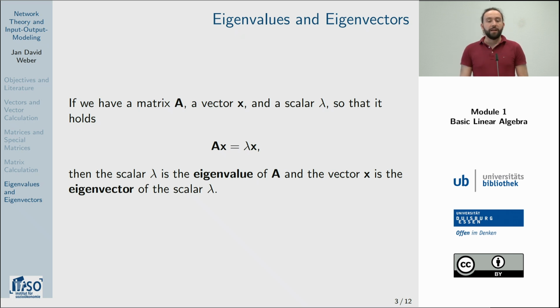So if we have a matrix A again, and we have a vector x and a scalar lambda, and it holds that the matrix A multiplied with the vector x is equal to the scalar lambda multiplied with vector x, then the scalar lambda is the eigenvalue of A, and vector x is the eigenvector of lambda. Keep these specifications in mind. What we will be doing today is showing you how to get there and walking you through the recipe, which is several steps to follow.